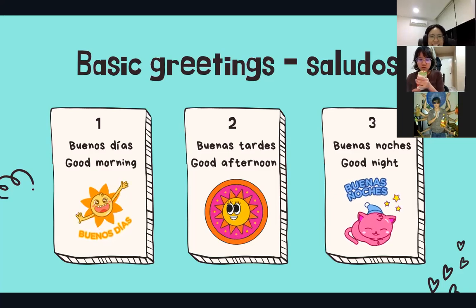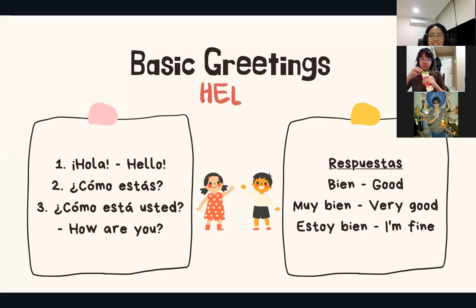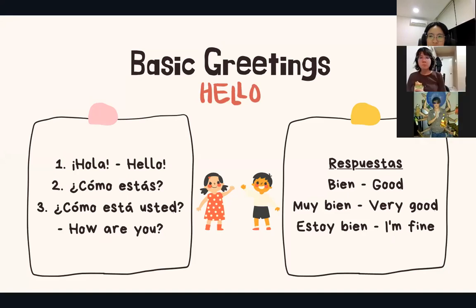Okay, moving on to the next slide, which is basic greetings. So what you should say when you meet someone. Before I start this, I should mention that in the Spanish language, the letter H is silent. So we do not pronounce the letter H. For example, number one, it is spelled as hola, but it is pronounced as ola. So you cancel out the H.